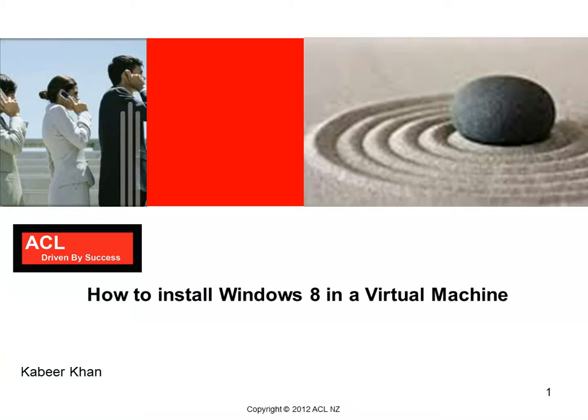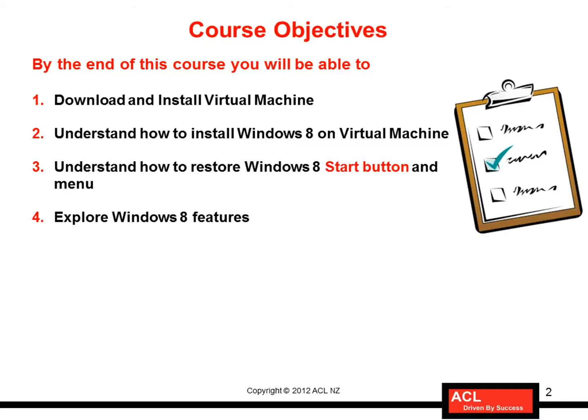Everyone, in this movie I'm going to show you how to install Windows 8 on a virtual machine. To make it very easy, I have simply listed down the steps out here. The first step is you need to download and install a virtual machine. That's what you will use to install Windows 8. The second step is you need to actually download and install Windows 8 on the virtual machine.